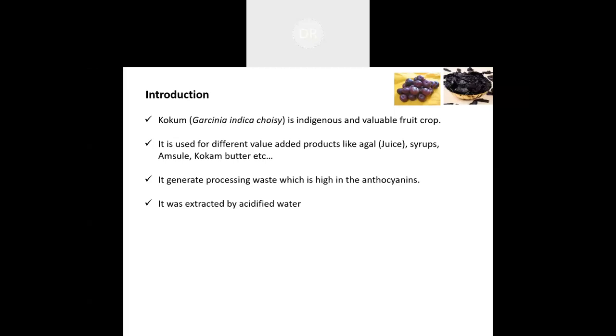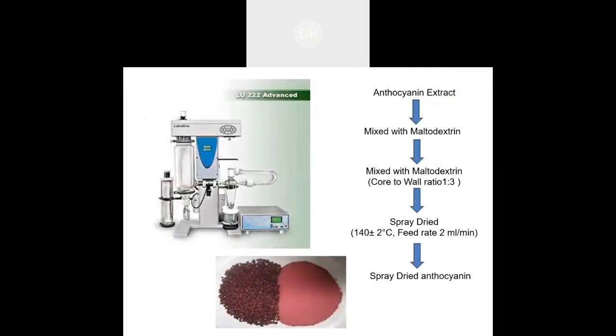We are more interested in the waste which is generated during the processing of this fruit. This waste generally consists of 60 to 70% kokum seeds, and the other material is about 20 to 30%.